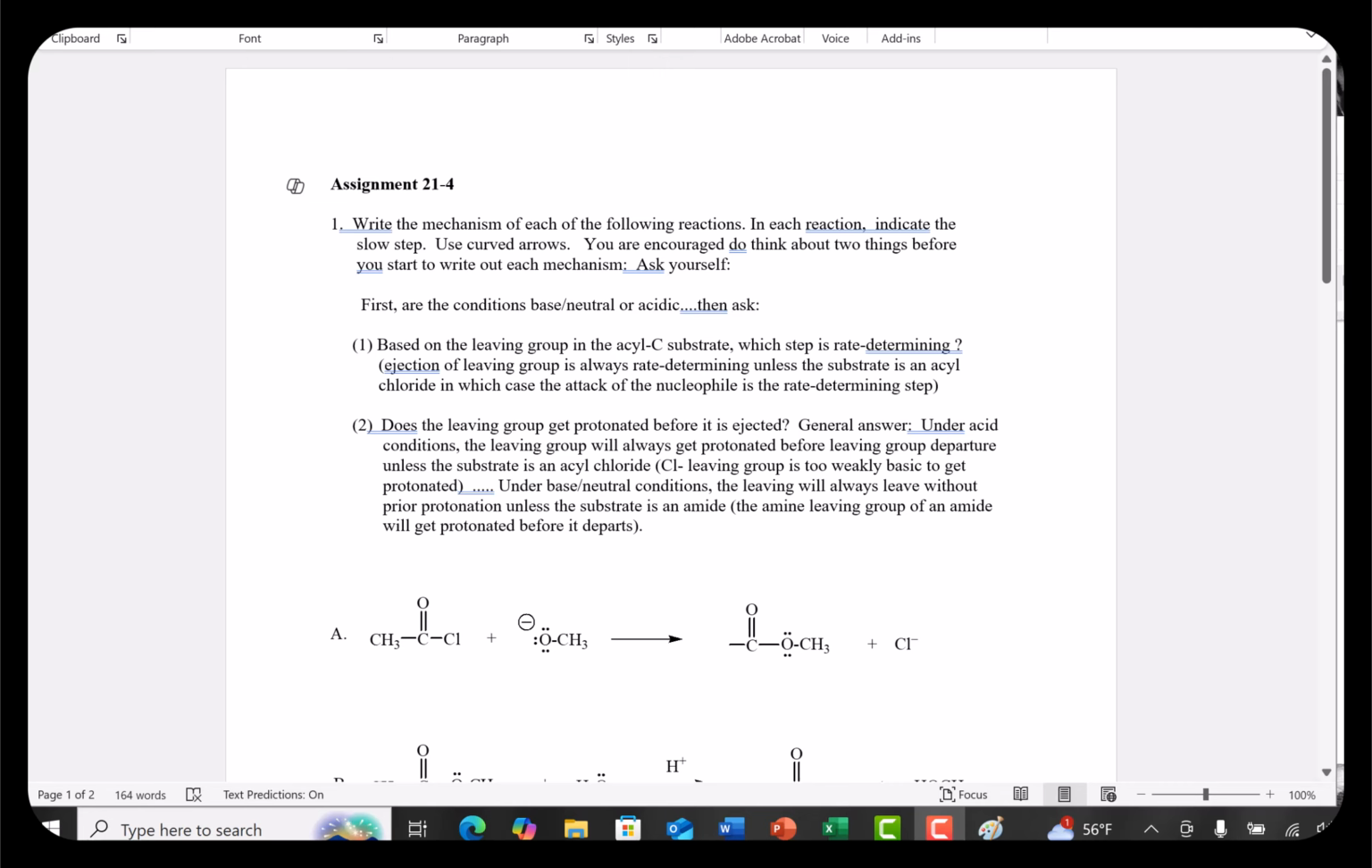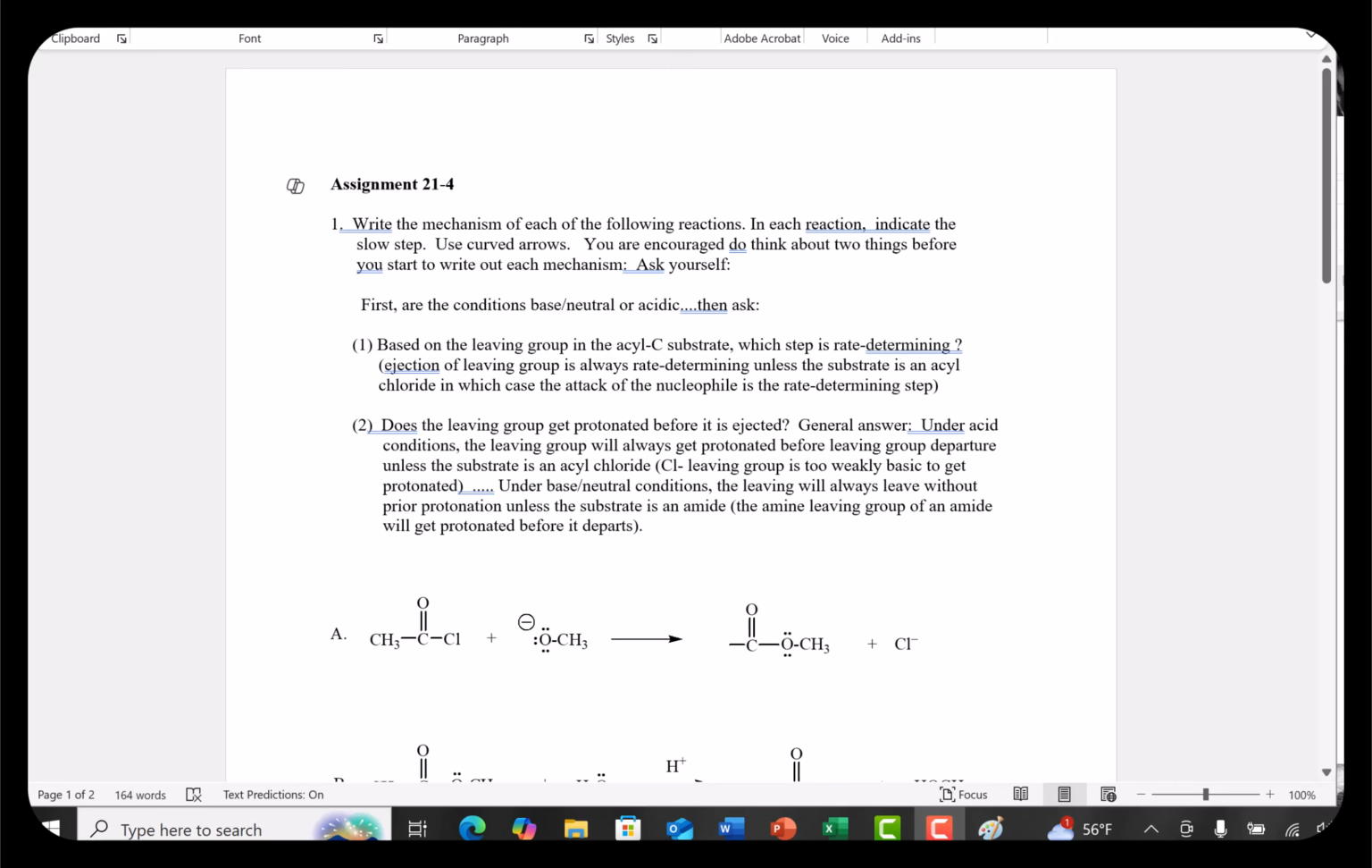Now, under basic or neutral conditions, that's a little different. The leaving group will always leave without prior protonation unless the substrate is an amide. In the amide, the nitrogen is the leaving group, and it can't leave by itself. It's too strong of a base. You have to provide a proton to it, and generally that protonation comes from the solvent, right?